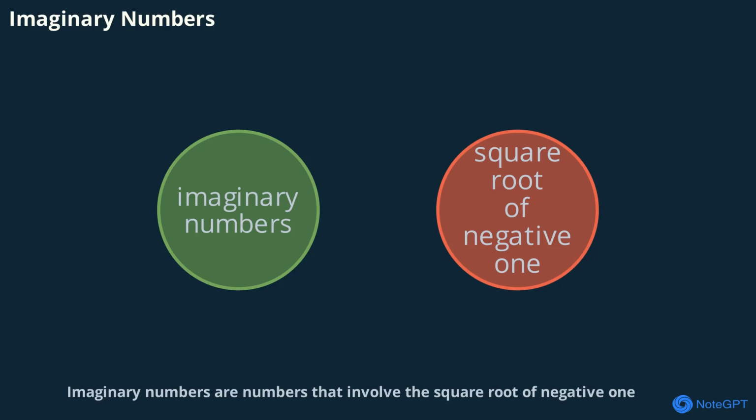Imaginary numbers are numbers that involve the square root of -1, written as i. They are used in advanced mathematics and engineering. While you may not use imaginary numbers in everyday life, they are important in higher-level math and science.